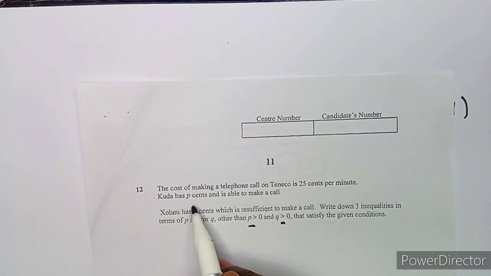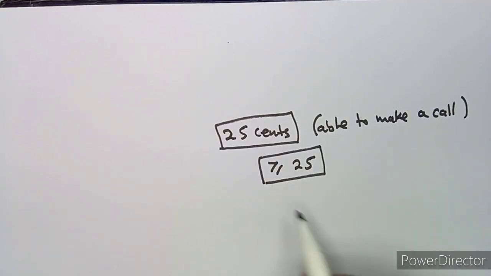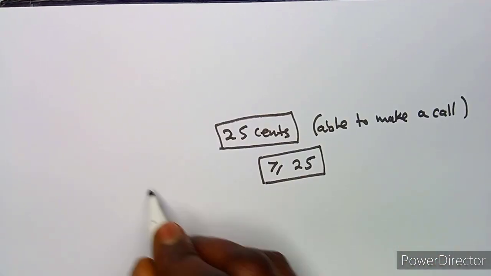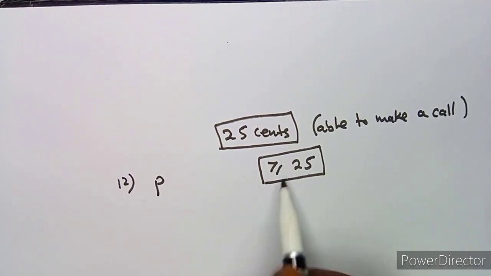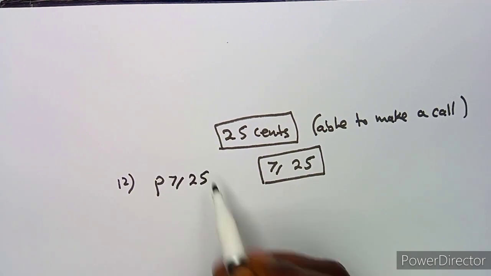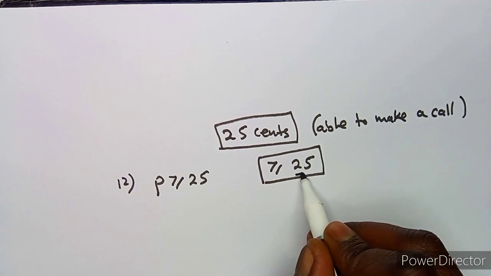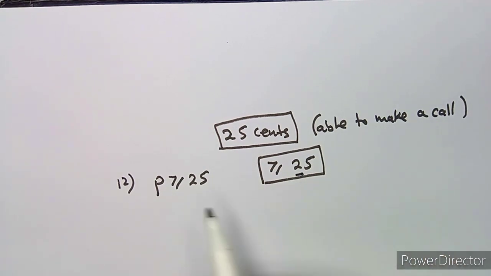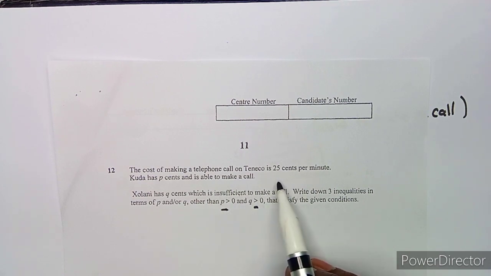So we have got Kuda here, with P cents, and he is able to make a call. That alone can give us an inequality: if Kuda is able to make a call, then his amount P is greater than or equal to 25, because he is able to make a call with P cents. So it's either his amount was directly equal to 25 or it was greater than 25, because they are saying with 25 cents per minute you are able to make a call.